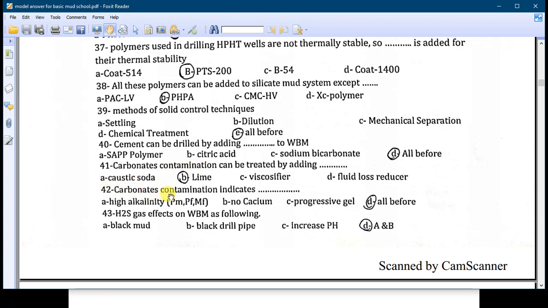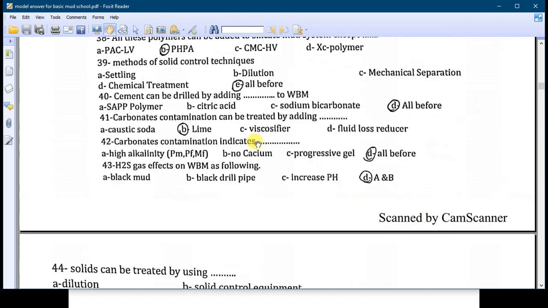Number 42, carbonates contamination indicates high alkalinity, no calcium, progressive gel, all of the before. So the best answer is all before. Number 43, H2S gas effects on the water-based mud are as follows: it makes the mud black, it gives black drill pipe, and it decreases the pH. So the best answer is A and B.